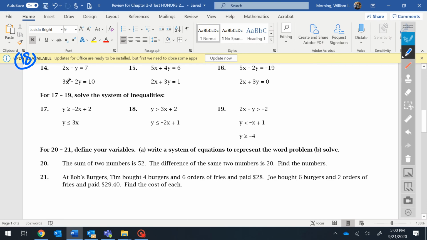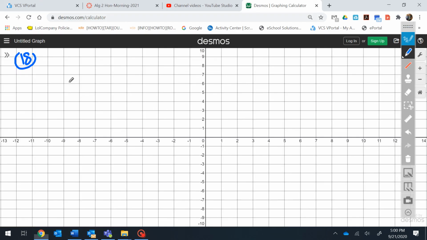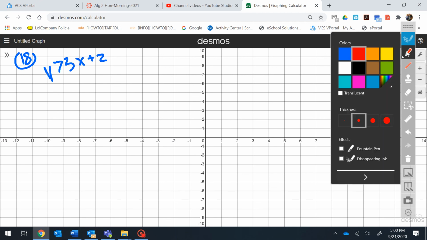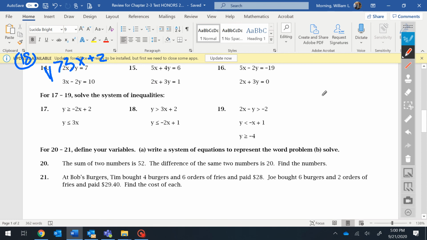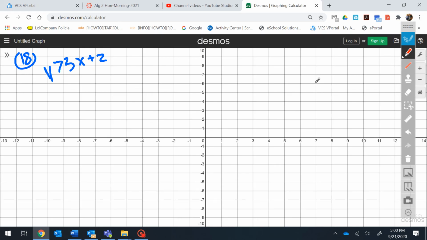Y is greater than 3x plus 2. And then our other equation, y is less than or equal to negative 2x plus 1. All right, we will graph these separately. This first one has a slope of 3 over 1. The y-intercept is 0, 2. So 0, 2 is here, up 3 and over 1.